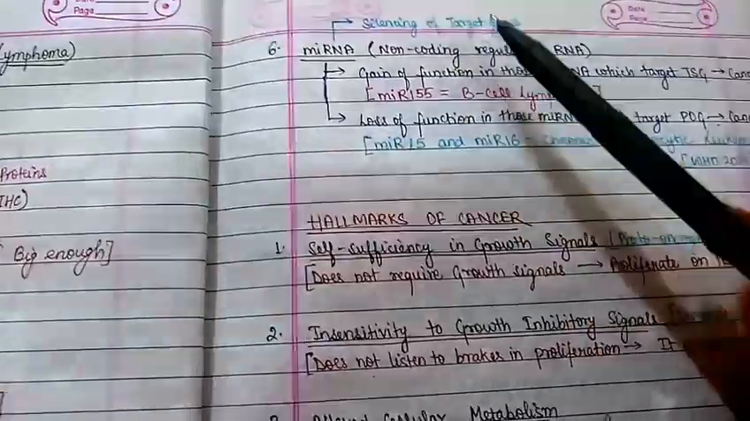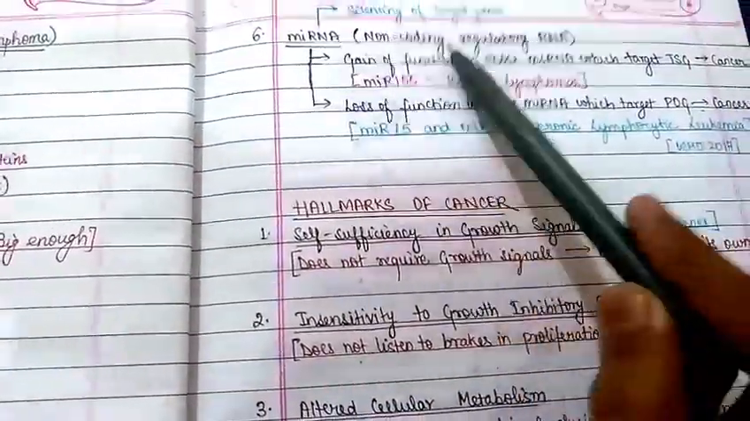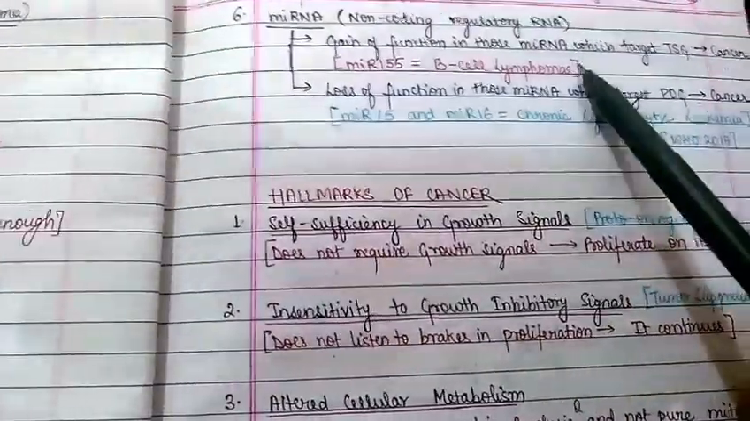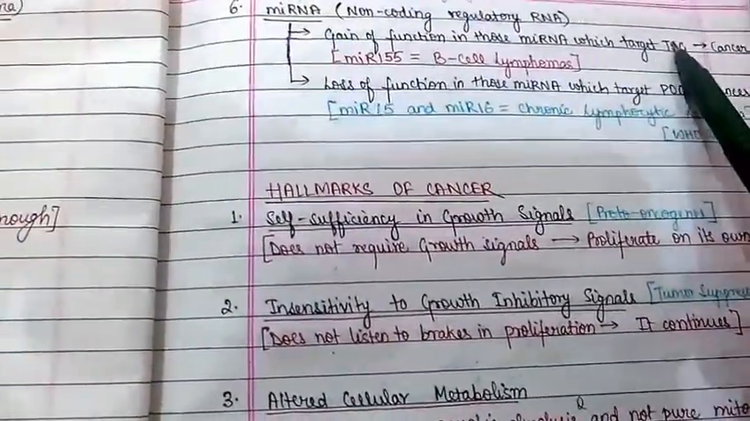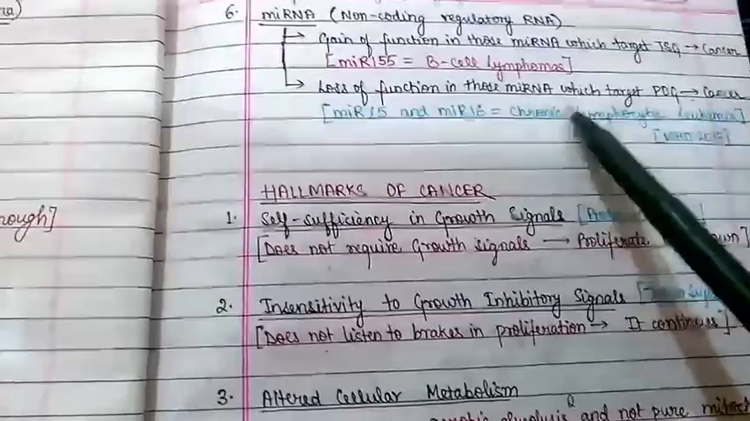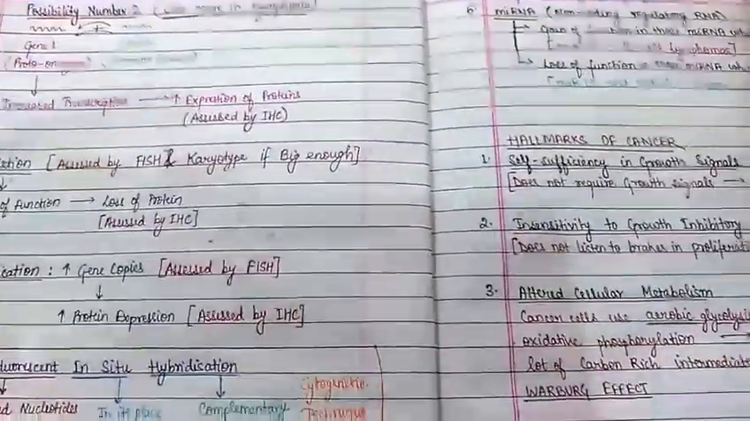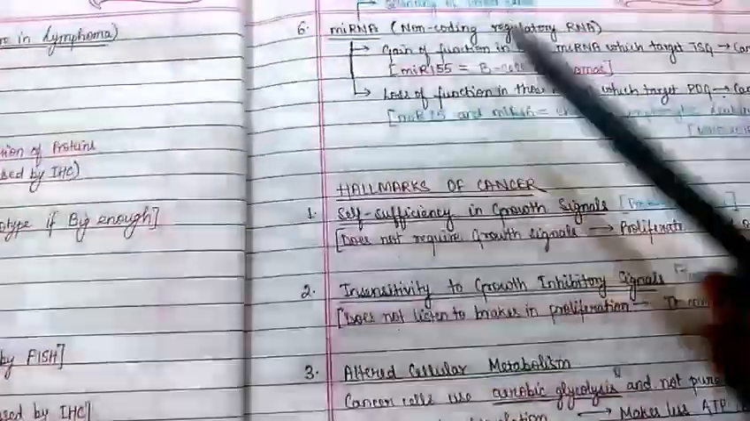Now one more point remaining, that is miRNA. Okay, this is responsible for silencing of target genes, and they are the example of non-coding regulatory RNA, as we have discussed in our previous video. So if there is gain of function in those miRNA which target TSG, tumor suppressor gene, then cancer will be there. If there is loss of function in those miRNA which target your proto-oncogene, then there will be cancer. Okay, so these are the main genetic causes, that is point mutation, deletion, amplification, rearrangement, aneuploidy, and this miRNA.